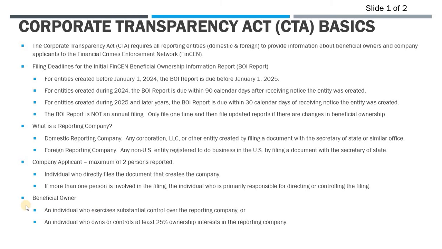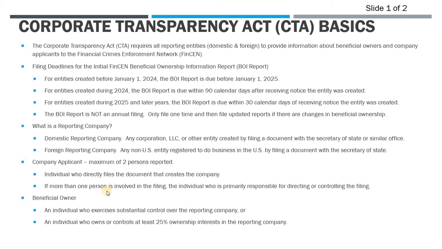All right. Now, a beneficial owner is one of two persons. It's an individual who exercises substantial control over the company, or it's an individual who owns or controls at least 25% of the ownership in the reporting entity. The 25% ownership test can be complicated, but it's relatively straightforward. You can pick out who these persons are.